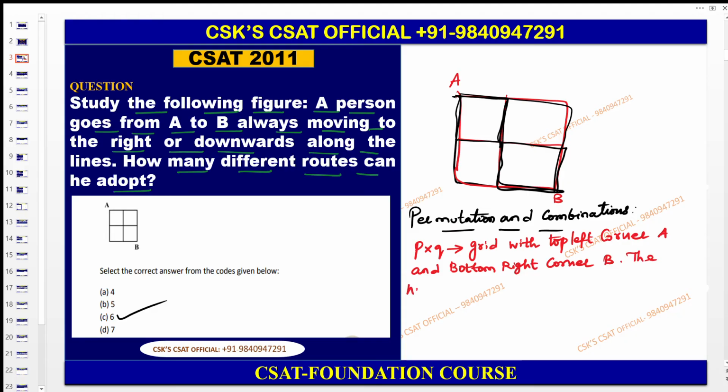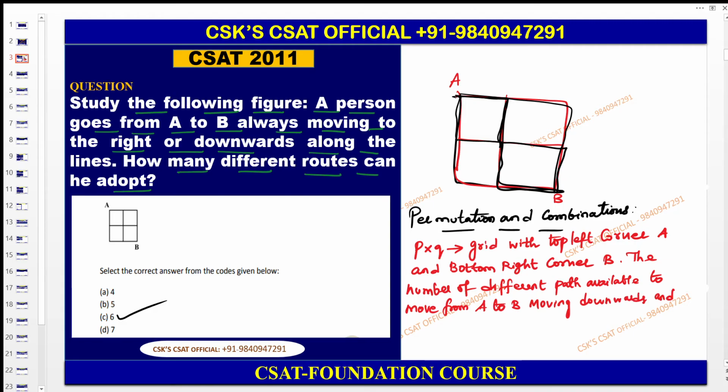The number of different paths available to move from A to B, moving downwards and rightwards, is (P plus Q) C P.